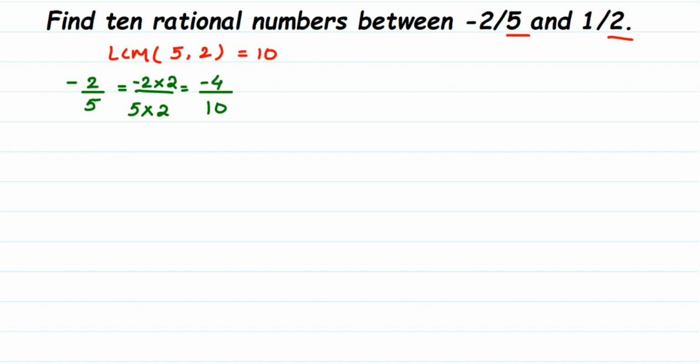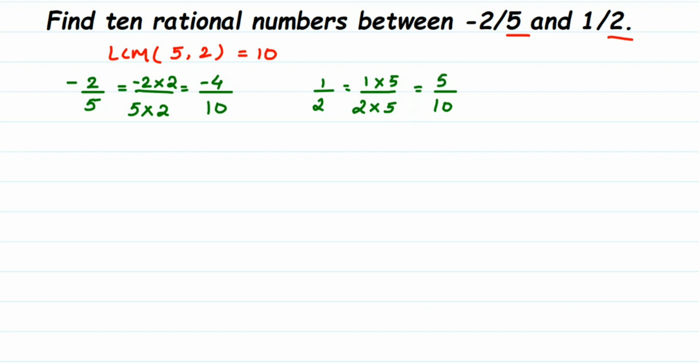Okay. Then the next number we have is 1 by 2. Same thing: this 2 we have to change to 10. So again we have to multiply, but with 2 what should we multiply to get 10? It is 5, right? 2 fives are 10. So multiply 5 in the numerator. You have learned that when you find an equivalent rational number, you have to multiply the same number in the numerator and denominator. So this will become 5 by 10.